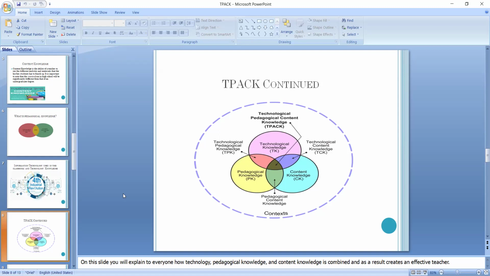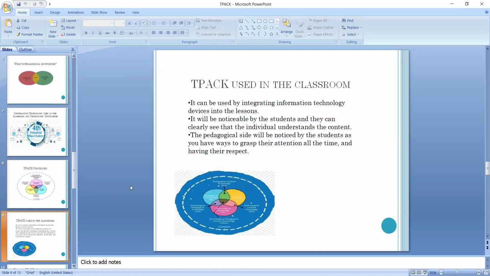The aim of an effective teacher should be to be placed in the middle of the circles of the picture on the slide. Being right in the middle will mean that a teacher is very rounded and effective. So obviously, the middle is where my mouse is pointing right now. So if we go to the ninth slide, which is this one: TPACK used in a classroom.